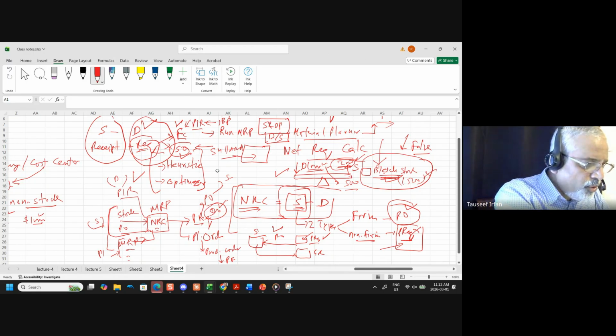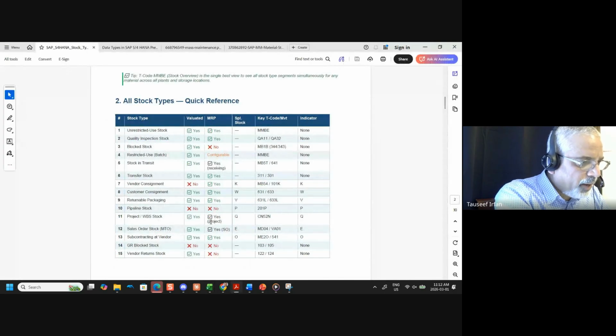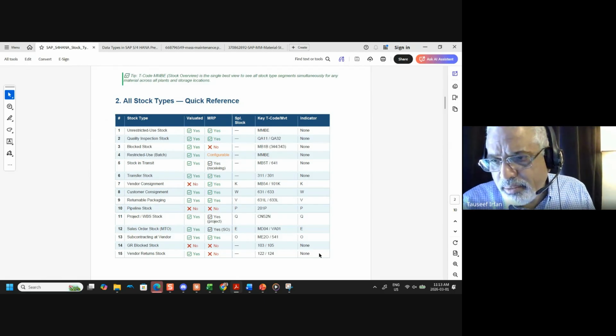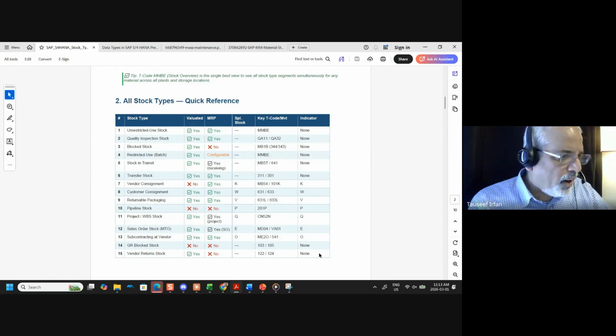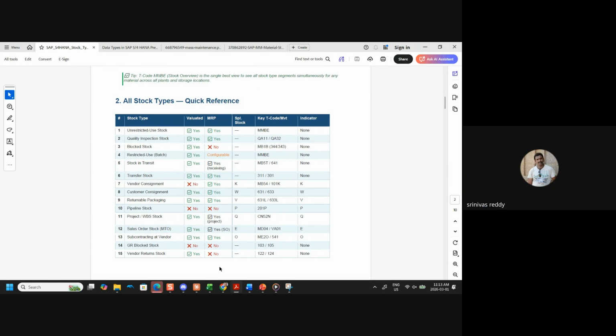Okay, so now you have this background. Is it easy for you now, if I ask why vendor return stock is not considered in MRP, to give that answer? Srinivas, why is vendor return stock not considered, even though it is valuated? Why is it not considered in MRP? Because it's already returned, sir. It is not available, right?